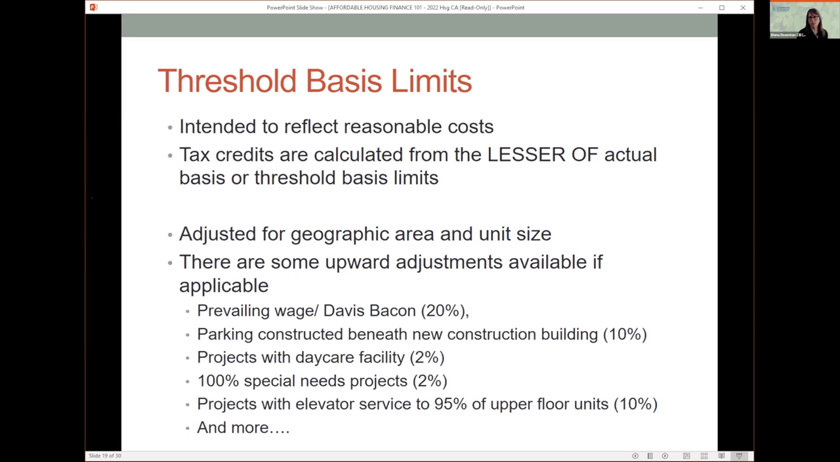The threshold basis limits also have a number of adjustments to them to reflect the fact that some factors will make your development more expensive. So if you have prevailing wage, if you have structured parking, if you're 100% special needs, if you have an elevator, there are all these adjustments to the threshold basis limits. Also, affordability is an adjustment for 4% tax credits. So you need to understand that there are these threshold basis limits when you're calculating your eligible basis and your tax credits.